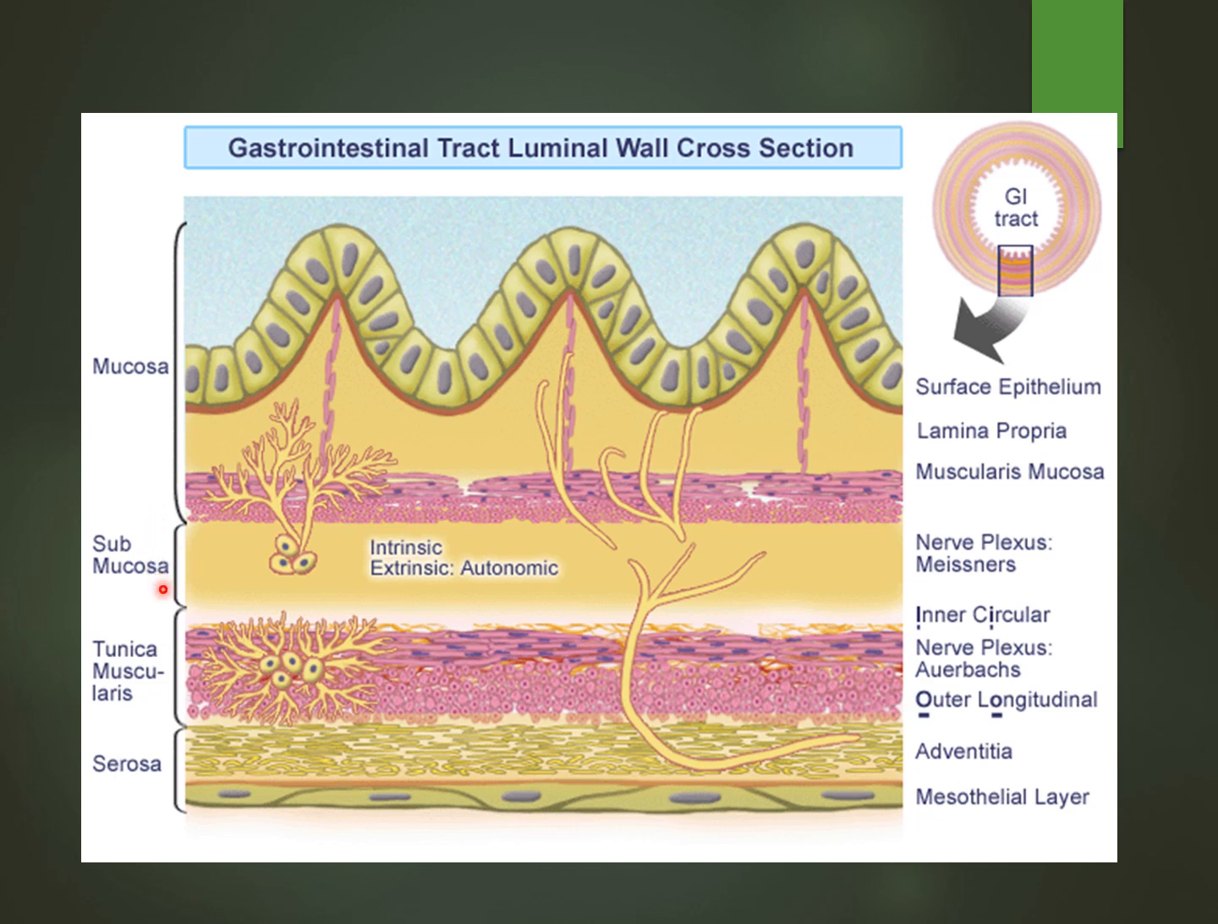The next layer is called as submucosa. This is the layer. And third layer is called as muscularis externa. Fourth layer called as serosa. It is made up of connective tissue which is called as adventitia layer, and if it is lined by a layer of peritoneum, that is single layer of squamous epithelium, then it is called as mesothelium.